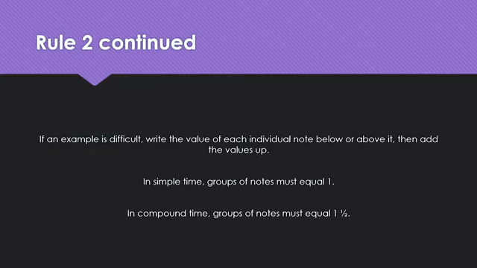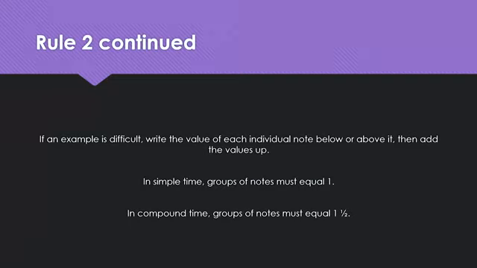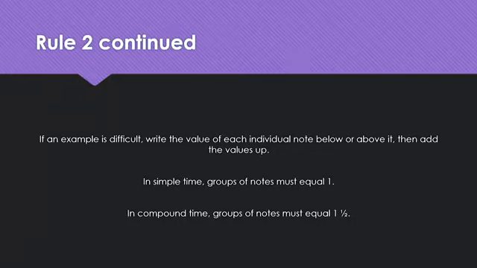Now, sometimes examples are going to be difficult about how we put these notes together. So sometimes it's helpful to put all of the note values as either a number or a fraction under each note so that you can put them all together. In simple time, the groups must all equal 1. In compound time, the notes must all equal 1.5.